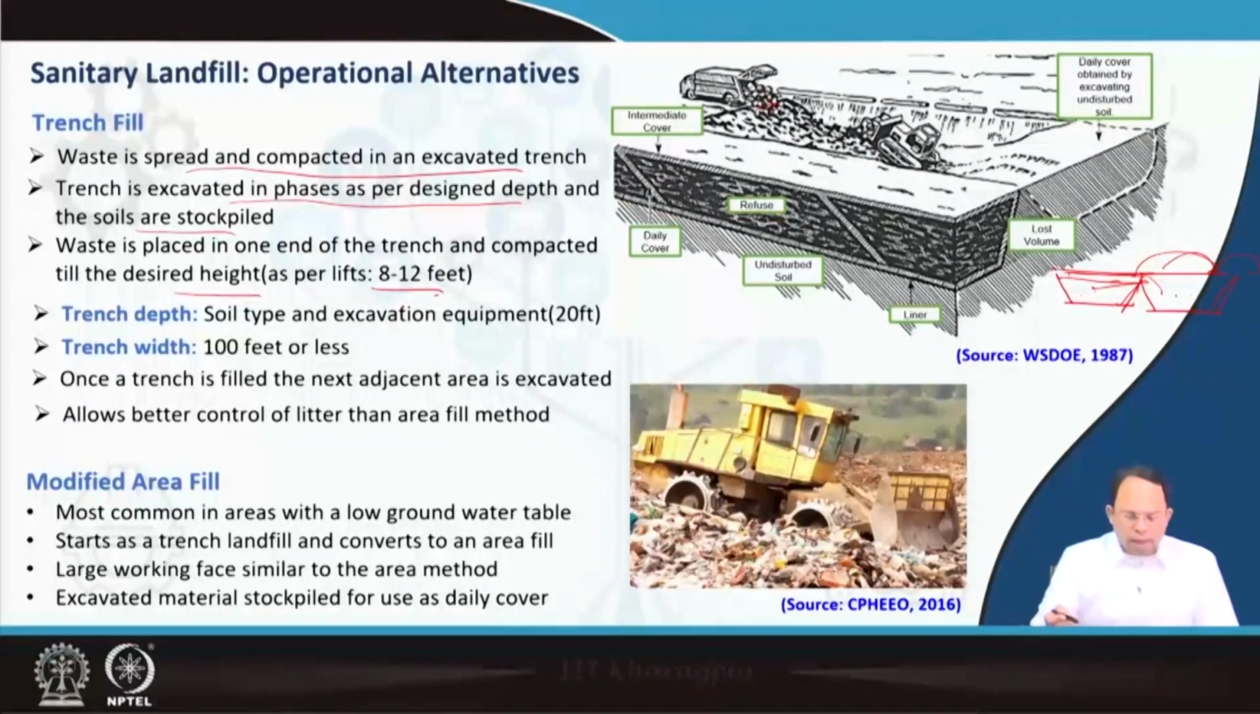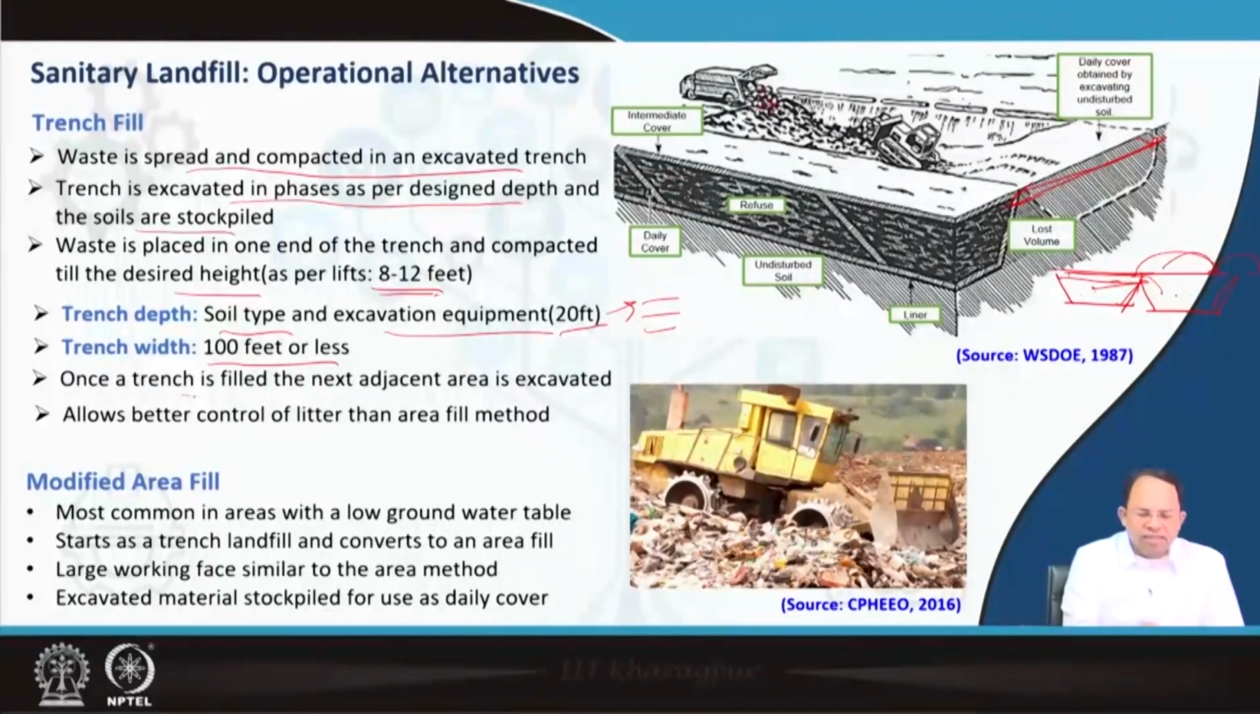Usually it depends on the trench depth. Trench depth again depends on what type of soil, where the groundwater table is, and what sort of excavation equipment we use. So it could be around 20 feet or even sometimes beyond, right? But each cell is around 8 to 12 feet. So as you can understand, we can fit roughly 2 cells over here, roughly 2 lifts, one cell above another. And then the trench width is around 100 feet or less, this particular width is less than 100 feet.